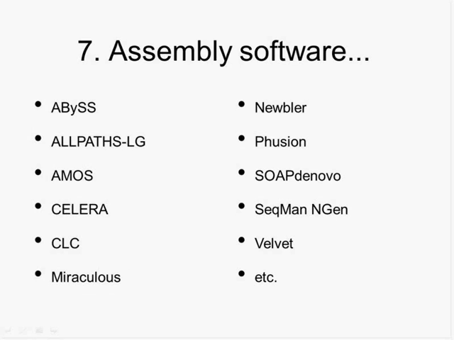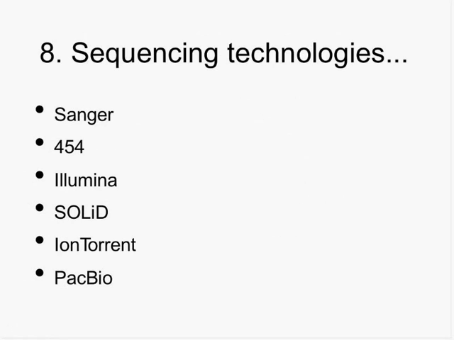SeqMan NGen is something that we're going to be hearing more about from DNASTAR, Fusion, SOAPdenovo, Velvet. There's probably 20 to 30 different programs out there that people will advertise as being sequence assembly software. And each one of them has different kinds of hardware requirements.